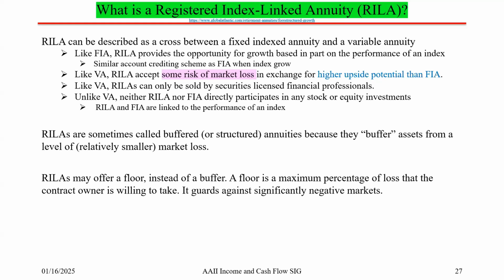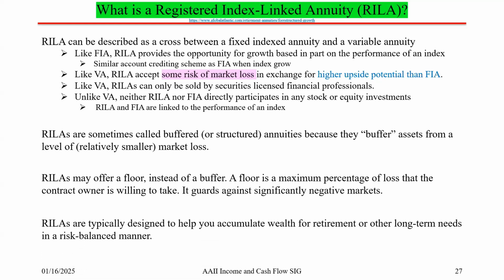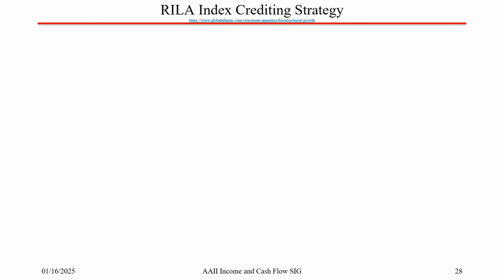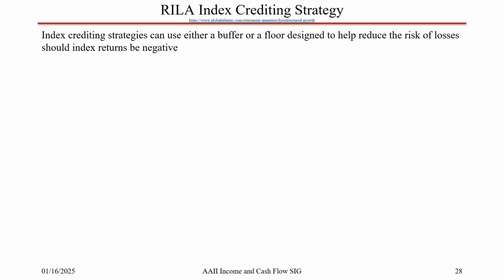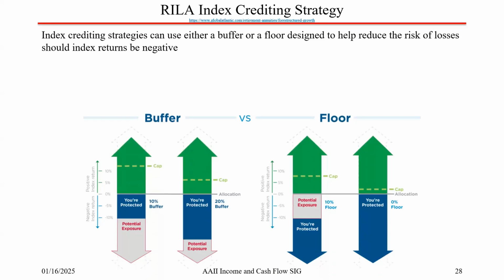A floor is the maximum percentage of loss, and they are typically designed to help you accumulate wealth for retirement in a risk-balanced manner, is what they advertise. Crediting strategies: a buffer or a floor. So this is a good picture.